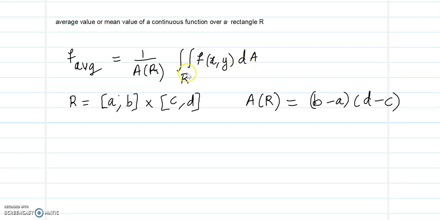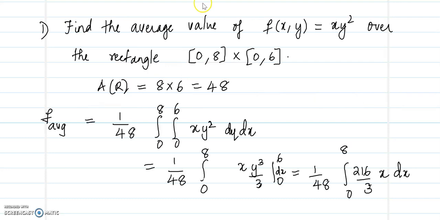That is what we call the average value or mean value of f of xy: 1 by area of R into this volume integral. The dimensions of the rectangle are x varying from a to b and y varying from c to d. So the area of the rectangle will be (b minus a) into (d minus c). So f average will be given by this.